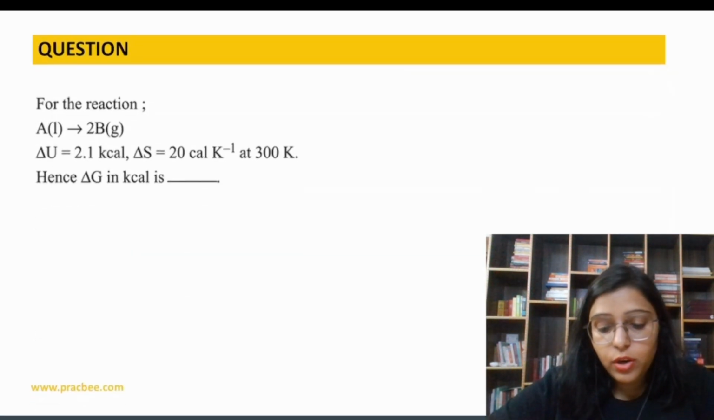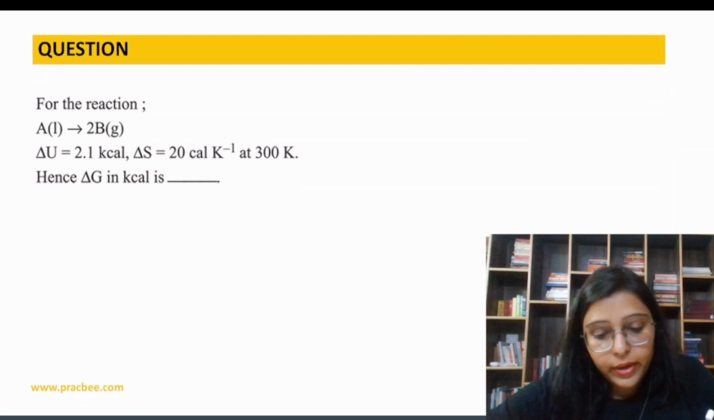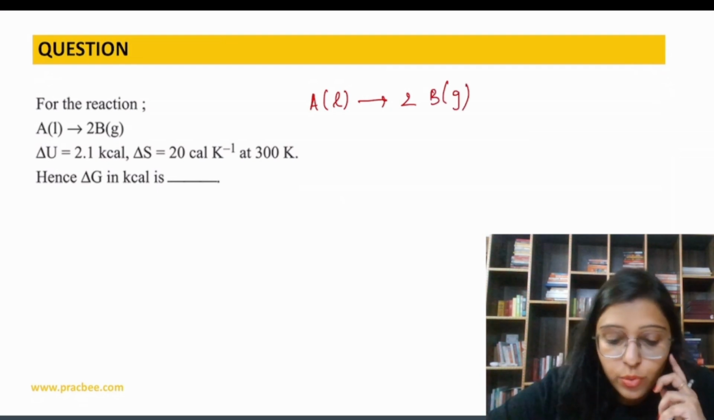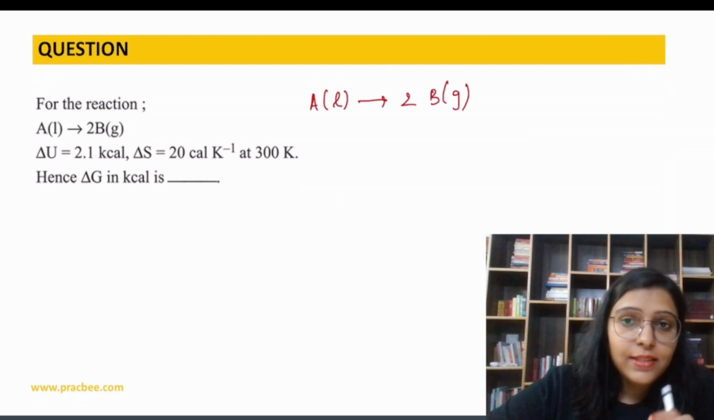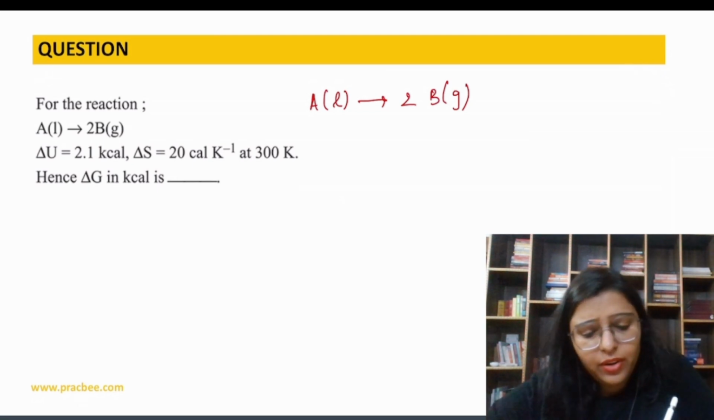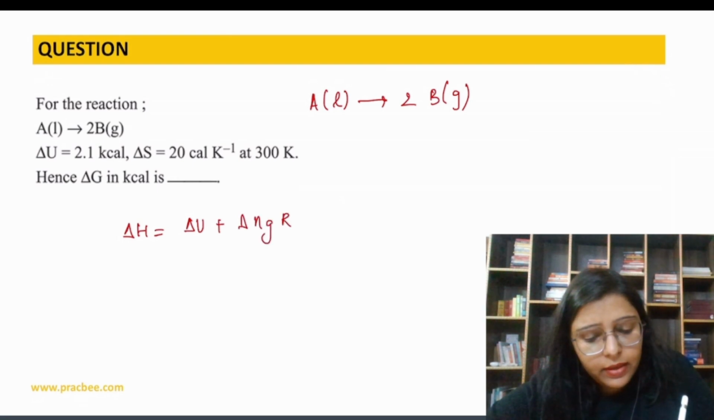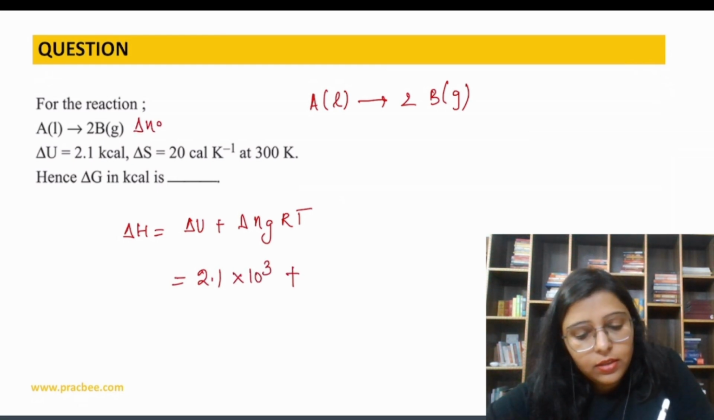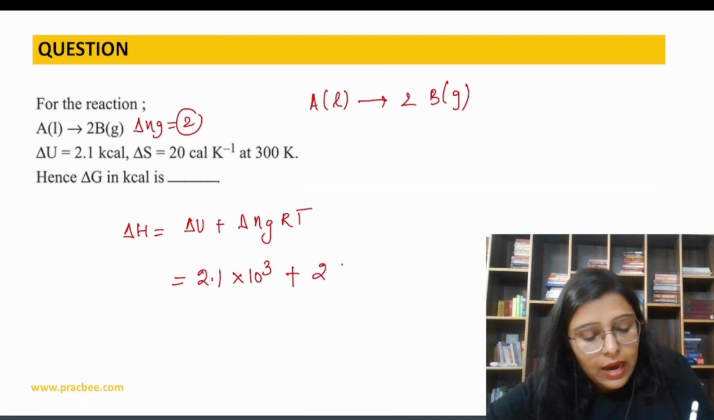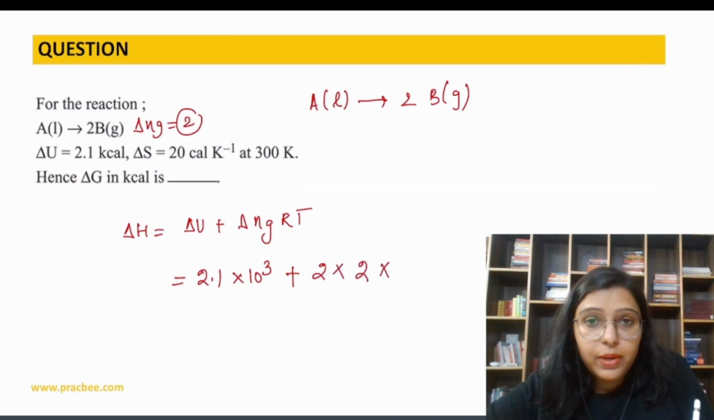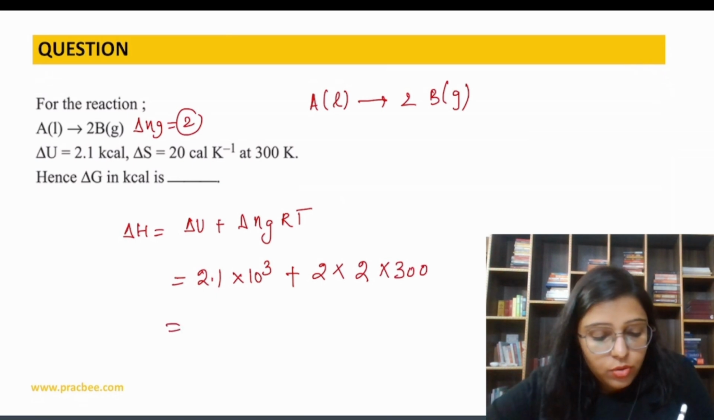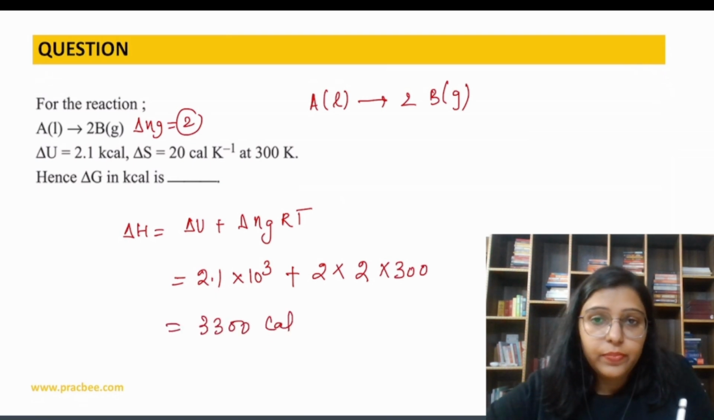Next question. For the reaction A liquid gives 2B gas, delta U is given, delta S is given, and hence delta G in kilocalorie. So how to find out? See, first delta H is equal to delta U plus delta Ng RT. So delta U is 2.1 kilocalorie, so into 10 to the power 3. Delta Ng is 2 only. R in calories is 2, temperature is 300, right? So when you solve this, you get 3300 calorie.